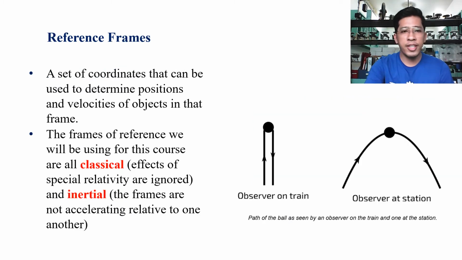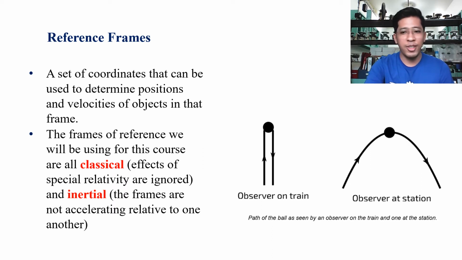Important to our study on kinematics, or on mechanics as a whole, are reference frames. What are reference frames? Reference frames are a set of coordinates that can be used to determine positions and velocities of objects in that frame.